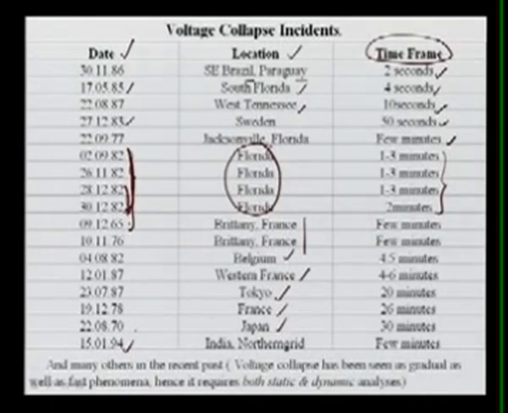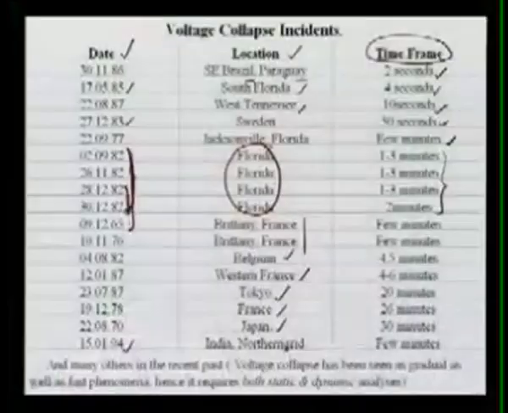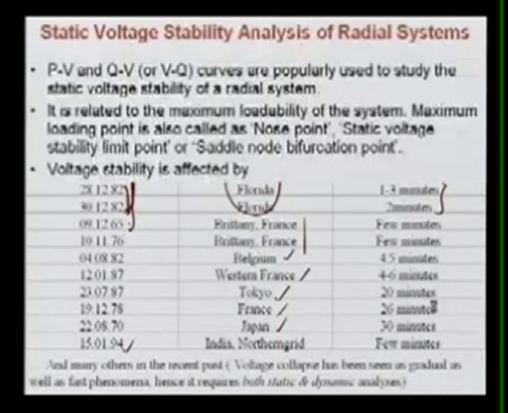And there are many others in the recent past. Voltage collapse has been seen as a gradual as well as a fast phenomenon, hence it requires both static as well as dynamic analysis. Some people take voltage instability as a static case, some consider it dynamic; again it depends upon your time frame. If the time frame is larger, we can say long-term voltage instability. If the time is less, then it is short-term voltage instability.